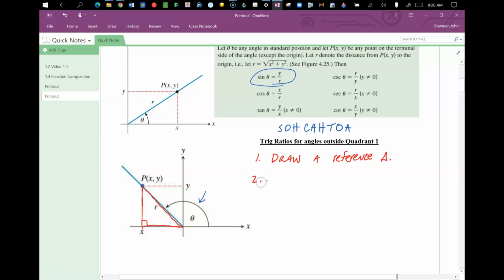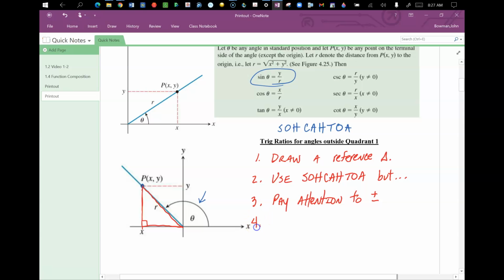Number 2, go ahead and use SOHCAHTOA, but pay attention to the sine plus or minus of the sine, the cosine, the tangent, and the reciprocal functions.